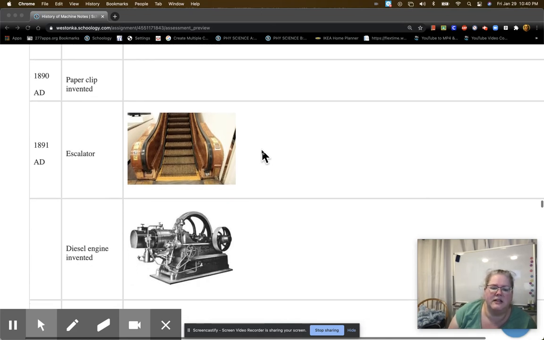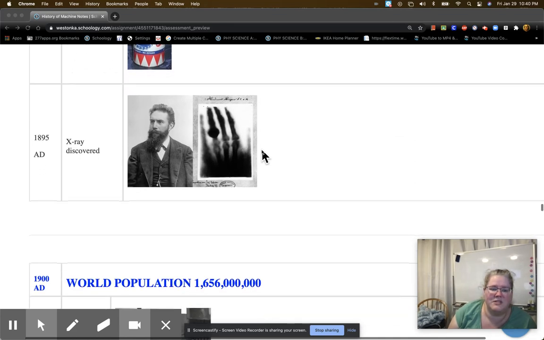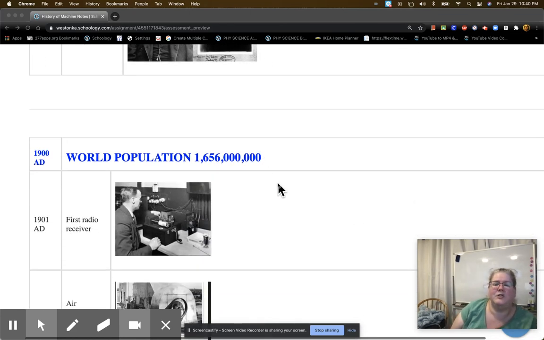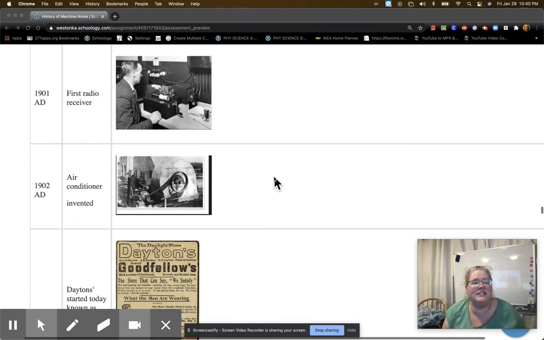The first escalator. Diesel engine. Pepsi came around a few years later. X-ray was discovered. World population in 1900 is 1,656,000,000. The first radio receiver. The first air conditioning was invented.